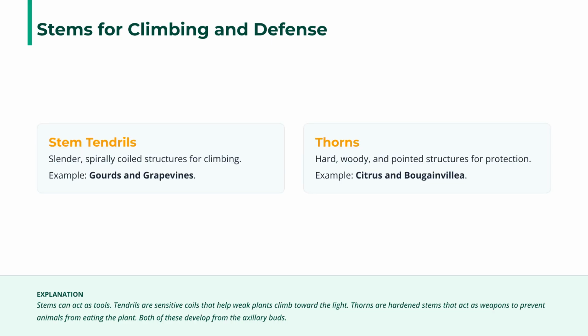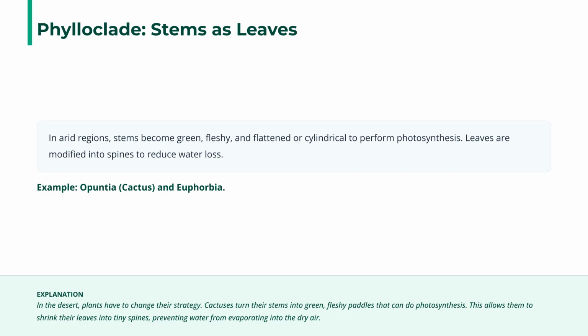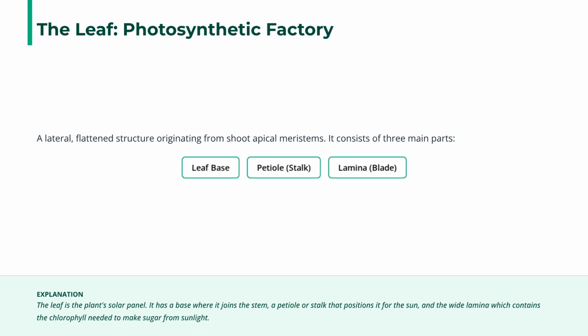Stems are modified for climbing and defense. Stem tendrils are coiled structures that help weak plants climb toward light. Thorns are hard, woody stems used for protection against herbivores, as seen in citrus. In arid regions, the stem becomes a phylloclade. This green, fleshy, and flattened structure, like in cactuses, takes over photosynthesis, while leaves are reduced to spines to prevent water loss.